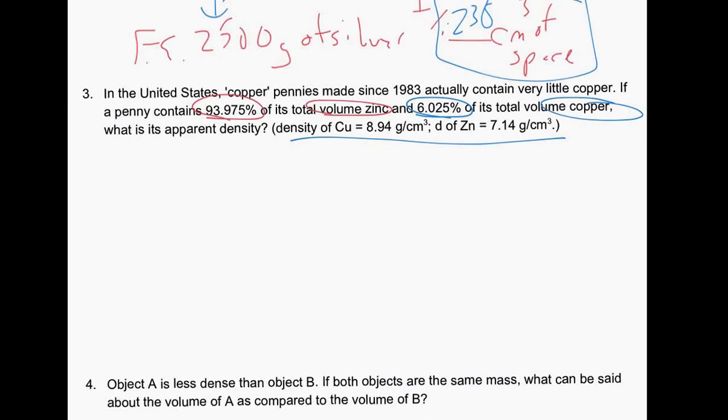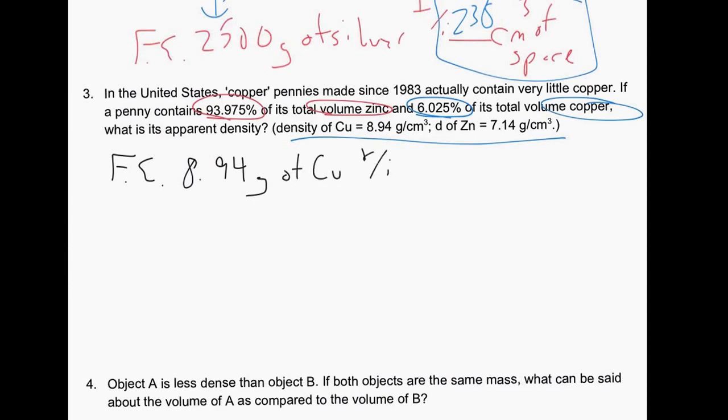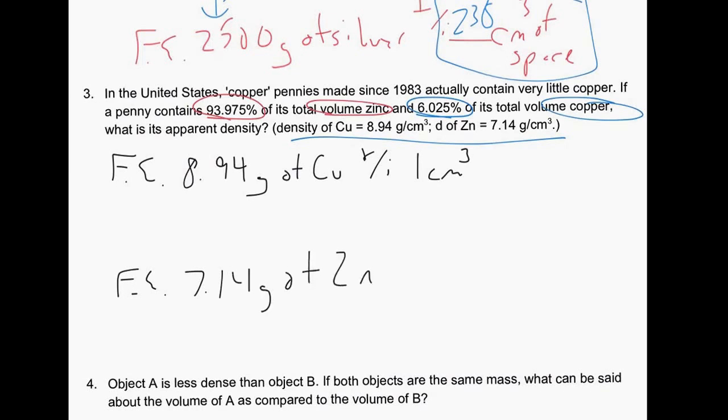So we could say for every 8.94 grams of copper, there is 1 centimeter cubed. And then for every 7.14 grams of zinc, there is 1 centimeter cubed.